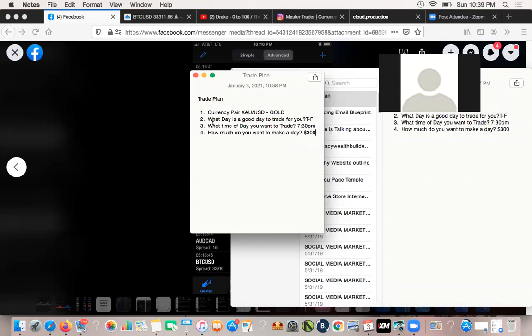So having a trade plan is key to trading in the markets, because when you go to work, don't you have to follow certain rules in order to stay at work? In order to stay employed, you have to follow certain rules. So these are the types of rules that you want to follow. How much money you want to make a day.